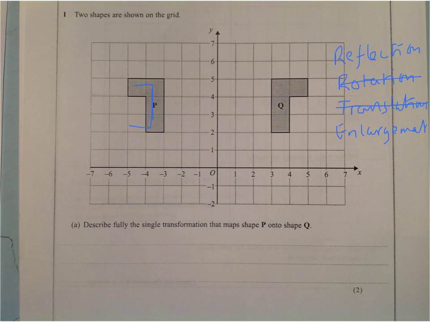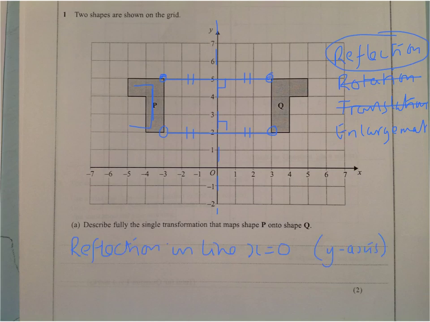To be honest, this basically looks like a reflection. If you draw lines from corresponding points on P and Q, they will go through the line of reflection at 90 degrees, and the line of reflection will be halfway between those 2 points. So here, the y-axis, or the line x equals 0, will be our line of reflection. So we need to state both of those things. It's a reflection, and we need to give the equation of the line of reflection, or simply state that it's the y-axis in this case.